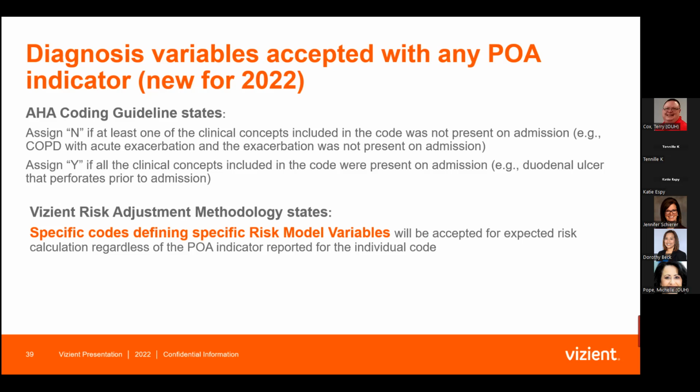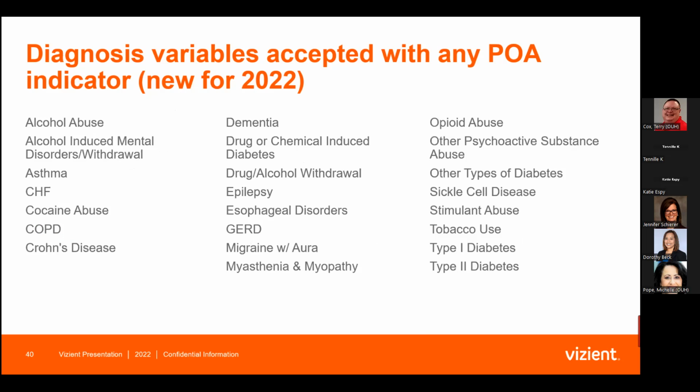So from a Vizient perspective, we recognize that those that are chronic conditions should be contributed to the expected value. So what we did as a result of the new coding guideline, we will now accept those codes to trigger as a risk variable, regardless if they're POA, yes or no. And these are the variables that will now be accepted with any POA indicator based on that AHA coding guideline.